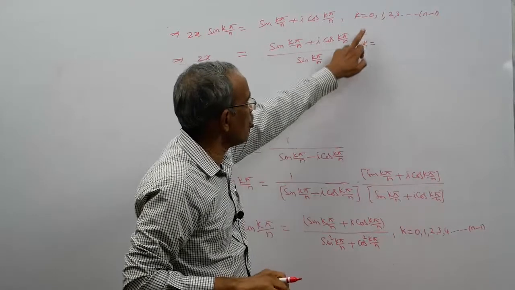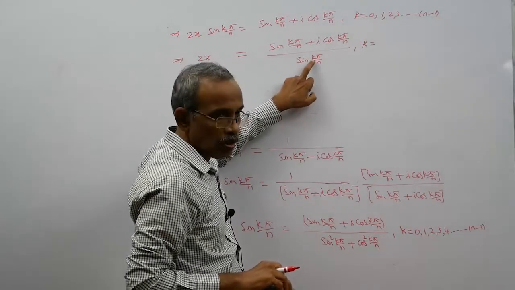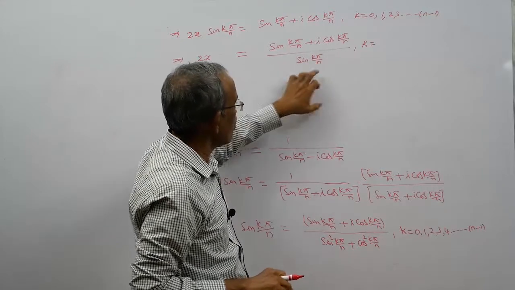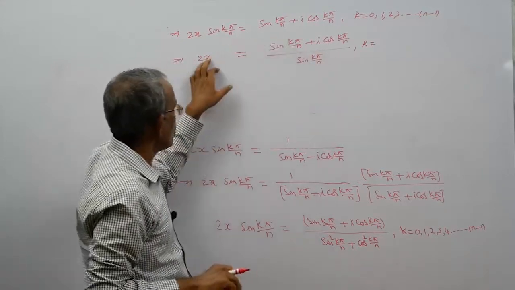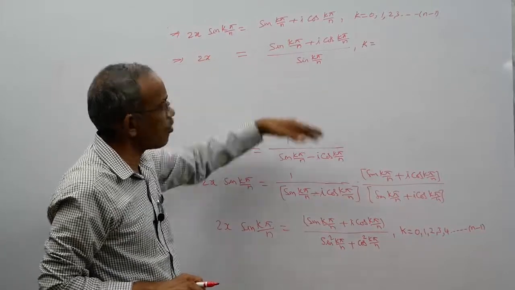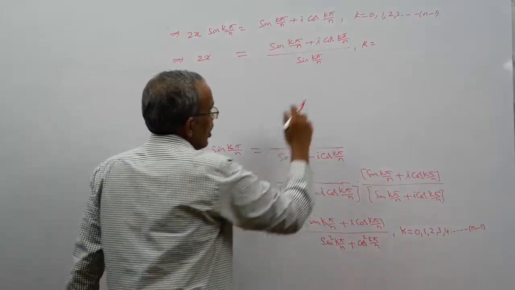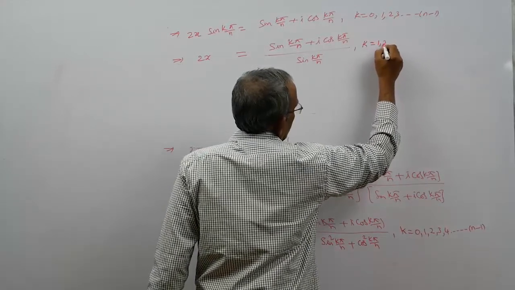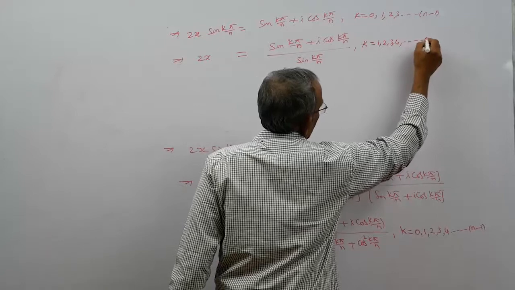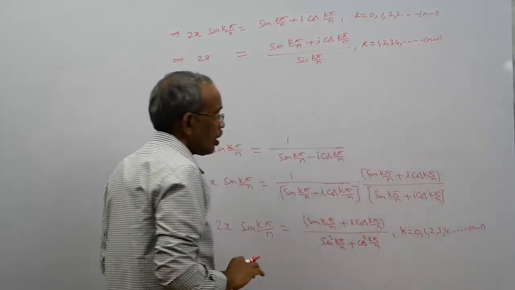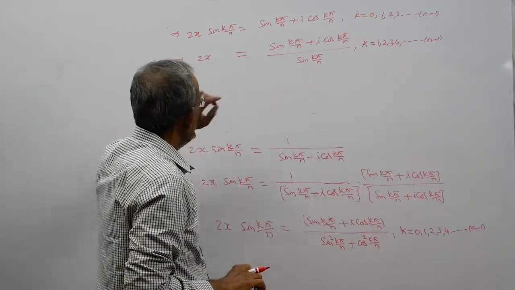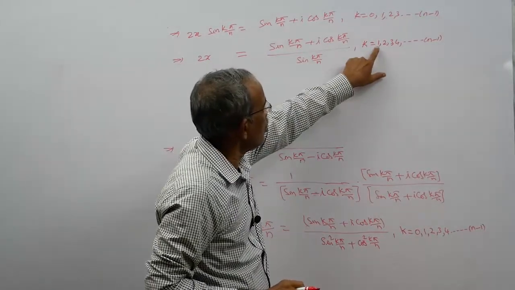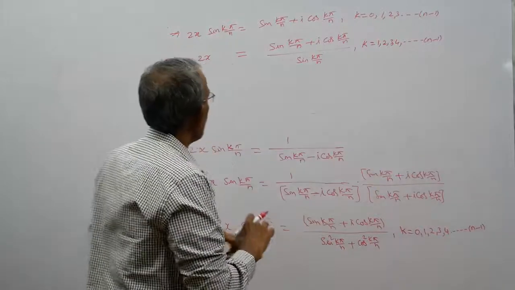When we take k equal to 0, here we get sin 0. Sin 0 equal to 0, so the denominator is equal to 0. Denominator equal to 0 means 2x is undefined, therefore x is an undefined value. To eliminate k equal to 0, we take k equal to 1, 2, 3, 4 up to n minus 1. To define the value of x, we take only k equal to 1, 2, 3, 4 up to n minus 1.